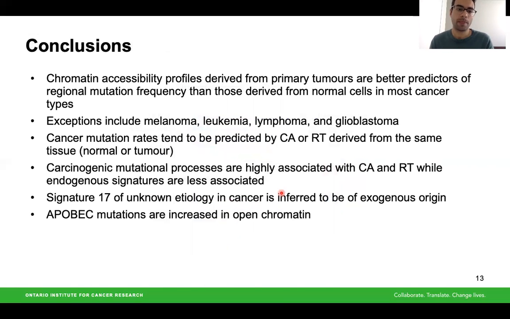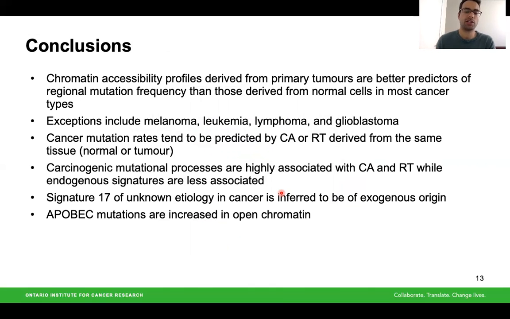So just to conclude, we found that chromatin accessibility profiles derived from primary tumors are better predictors of regional mutation frequency than those derived from normal cells in most cancer types. The exceptions include melanoma, leukemia, lymphoma, and glioblastoma. We found that cancer mutation rates tend to be predicted by chromatin accessibility or replication timing derived from the same tissue, whether it's normal or tumor.